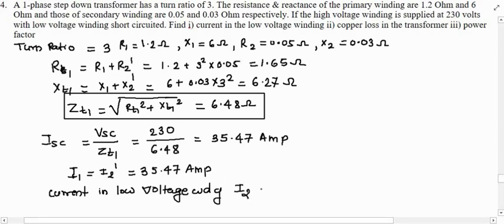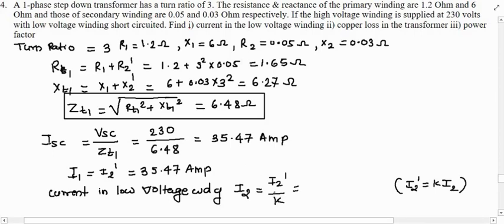I2 equals to, we know students, what is I2? I2 dash is equal to K into I2, right? So what is I2? I2 is nothing but I2 dash by K. So what is K?